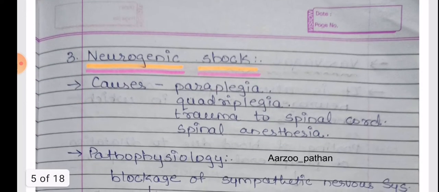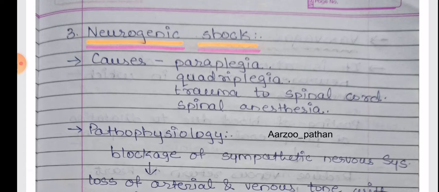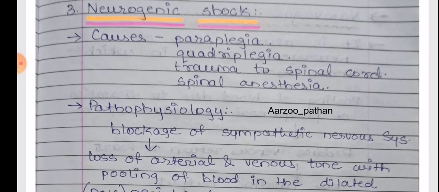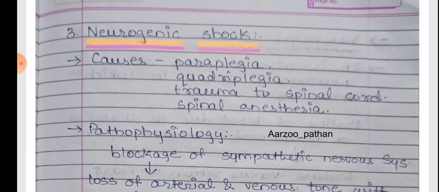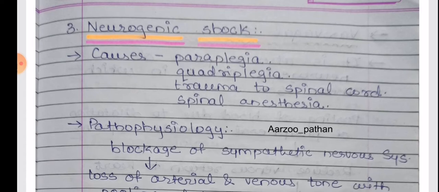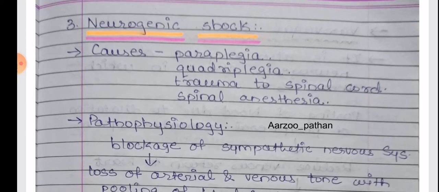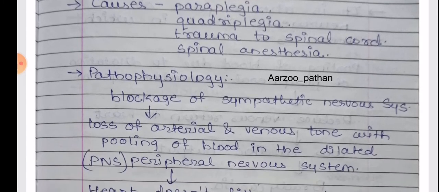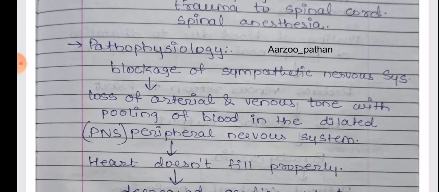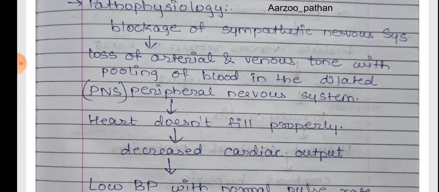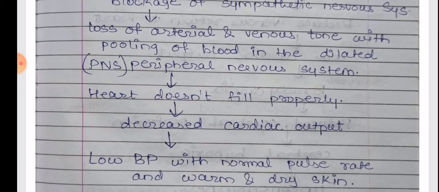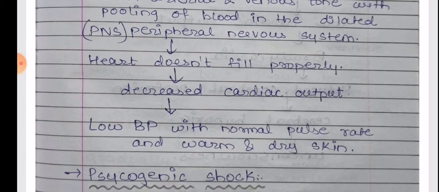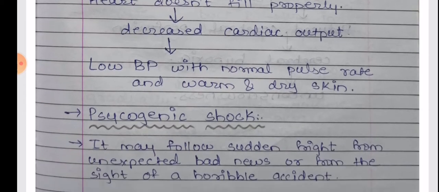The third one, neurogenic shock, it is caused by paraplegia, quadriplegia, trauma to the spinal cord, and spinal anesthesia. So neurogenic, as the word suggests, involves the nerves and our spinal cord and the different paralysis which could play a role in it. So now let us look into the pathophysiology of the neurogenic shock. There is blockage of the sympathetic nervous system, which leads to loss of arterial and venous tone with pooling of blood in the dilated peripheral vascular system. Heart doesn't fill properly, which leads to decreased cardiac output, and eventually the outcome will be low BP with normal pulse rate and warm and dry skin.